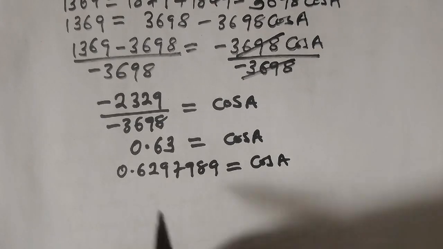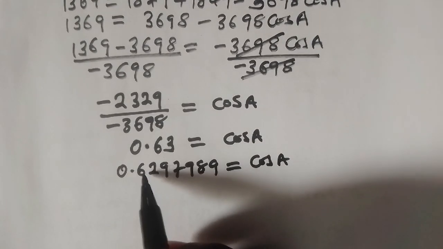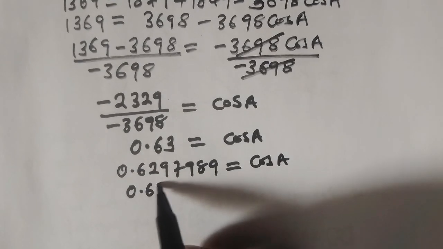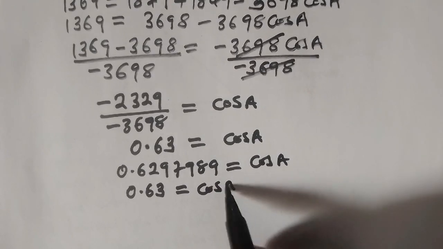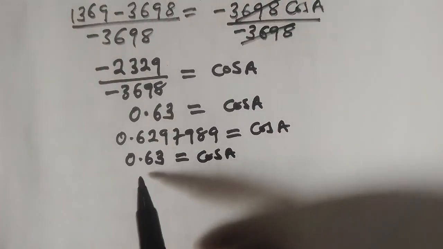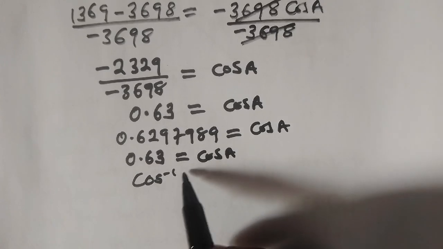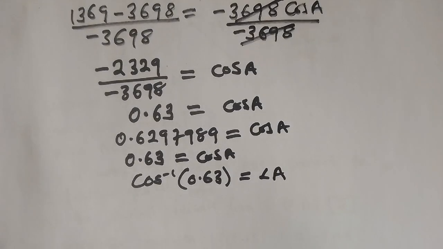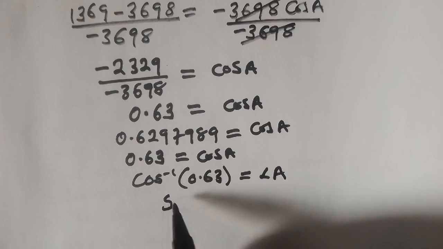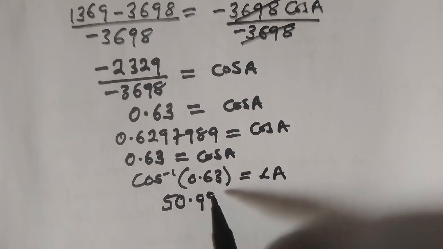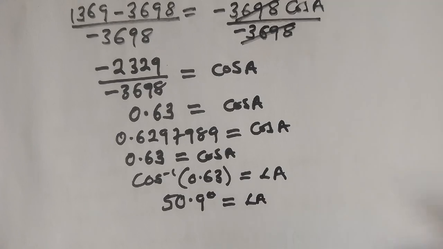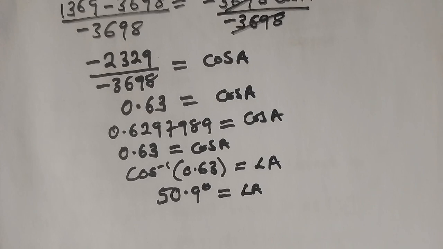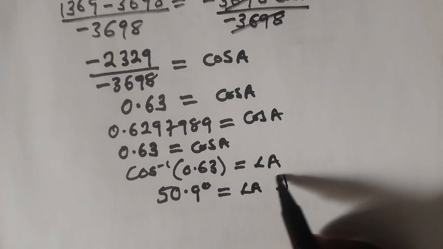For the sake of simplicity, I can take this number to 2 decimal places, 0.63 equals cos A. Then we find the inverse, so cos inverse of 0.63 will give us angle A. Once you get that, you have 50.9 degrees equals angle A. So that's our answer on A, and this carries 5 marks.